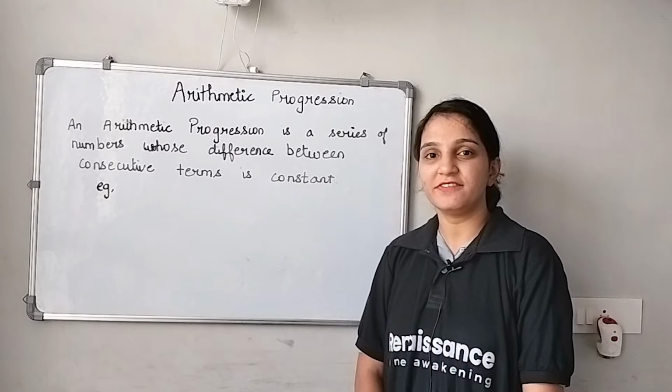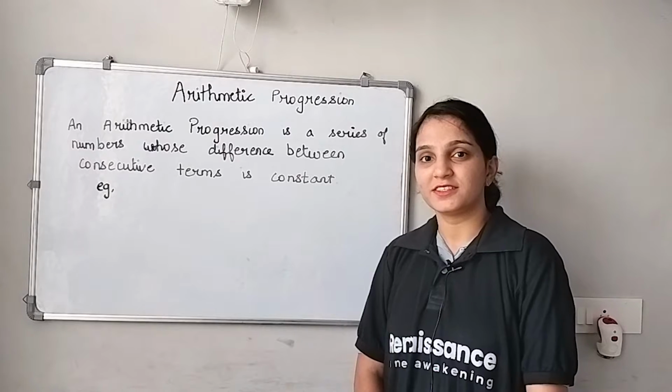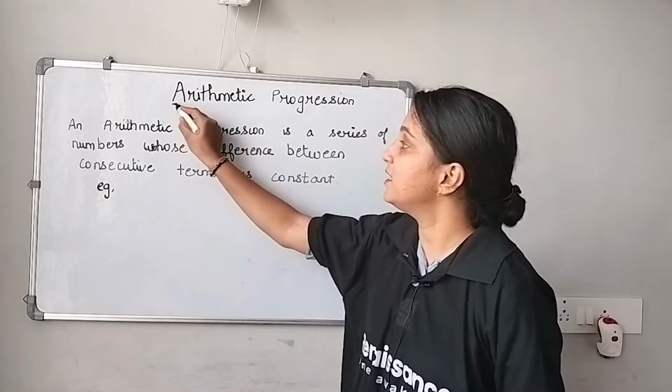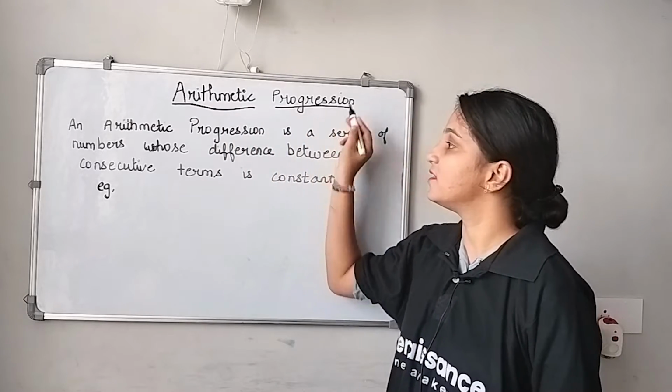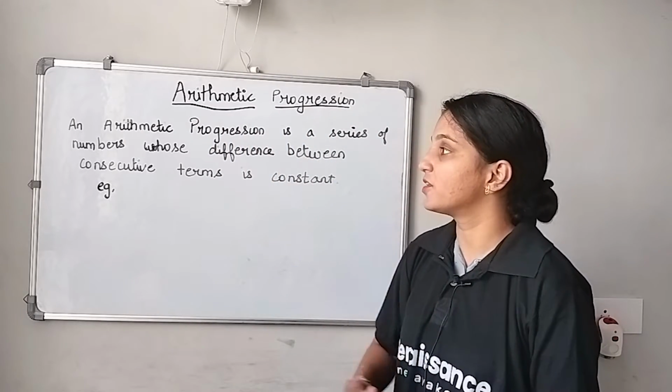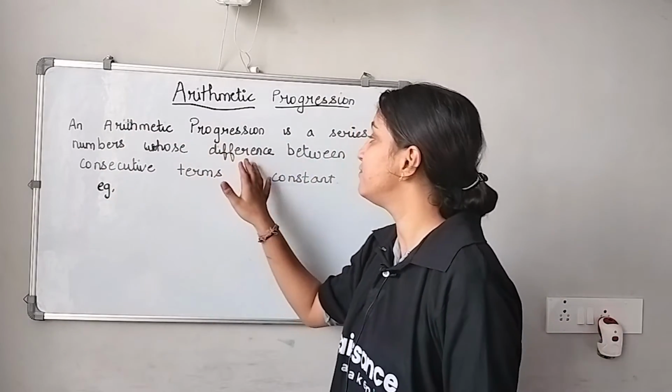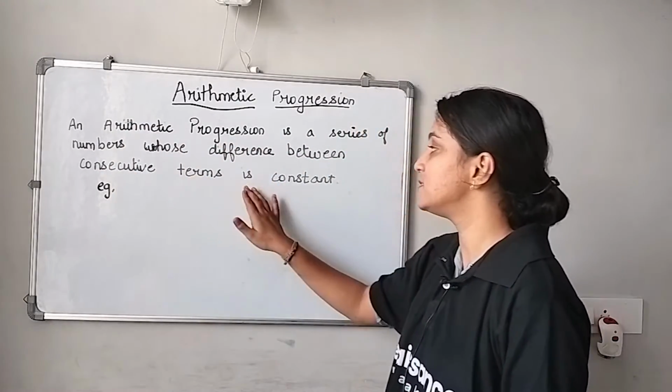So I'll be taking different topics of 10th standard maths, and the first topic is arithmetic progression. Now, what is an arithmetic progression? An arithmetic progression is a series of numbers whose difference between consecutive terms is constant.